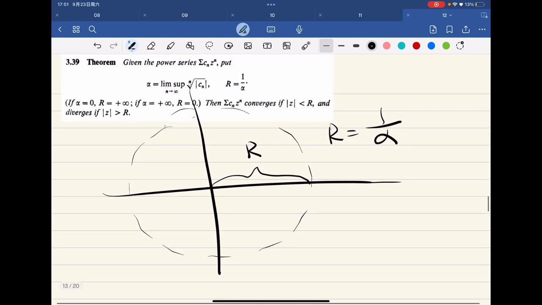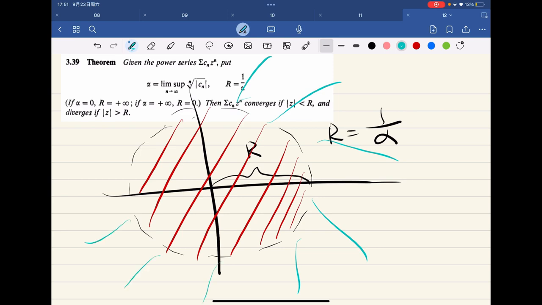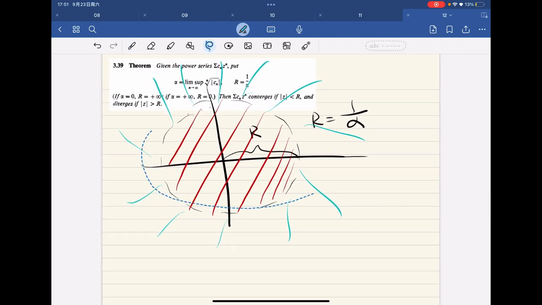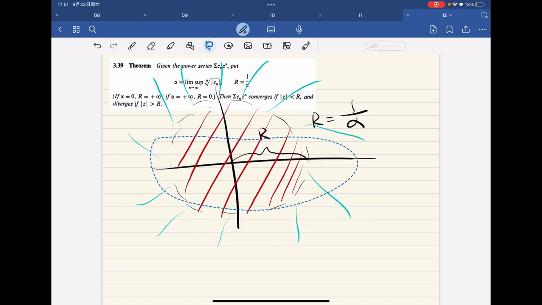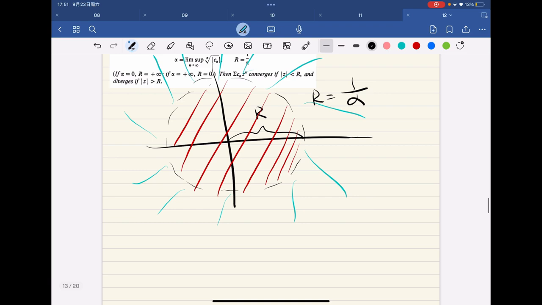So if the complex number picked lives inside the circle, then the series converges. If it's outside the circle, then it diverges, right? Well, you know what I'm saying. So now we should prove it.